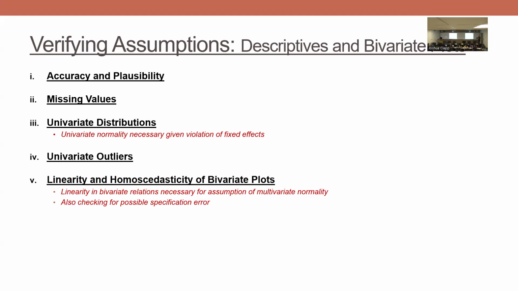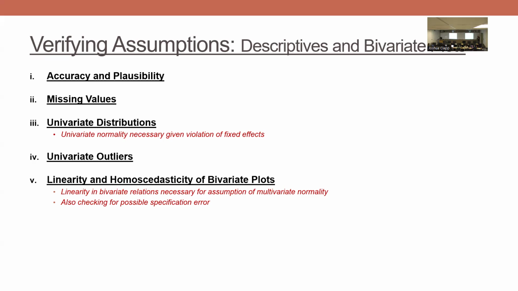through different examples. We're going to look at univariate outliers, and then we're going to look at the linearity or heteroscedasticity of our bivariate plots. Remember, in order for us to assume that our data are multivariate normal, we need all variables to have a normal or reasonably normal distribution, and all linear combinations to be linear and homoscedastic, right? So we don't have nonlinearities in there. We don't have heteroscedasticity.